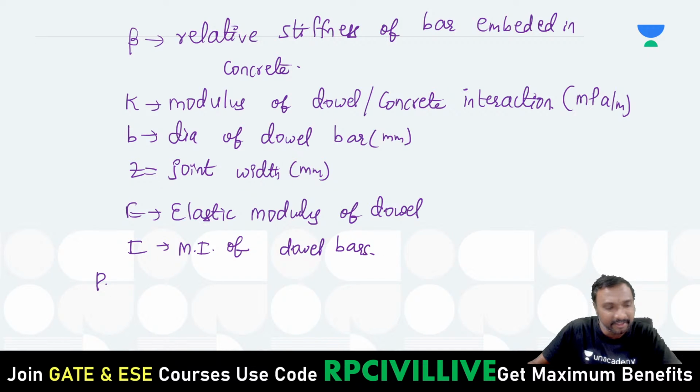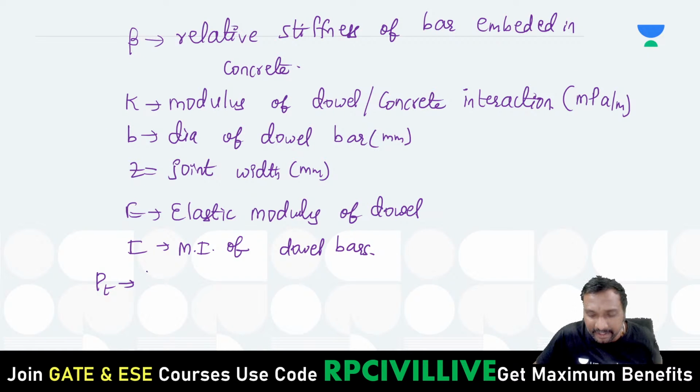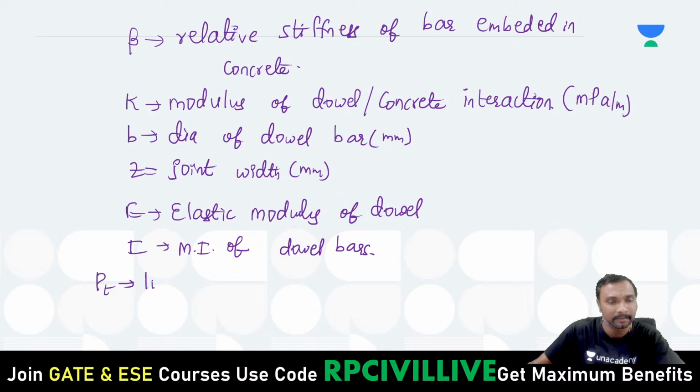What is that P suffix T? If you just observe it, this one P suffix T is only left. K we have seen, beta we have seen, Z we have seen, B we know. What is that PT? Load transferred, right? You can say that load transferred by a dowel bar in kilonewton.